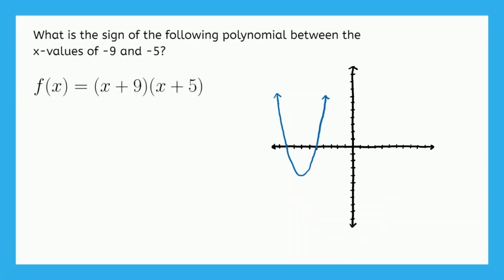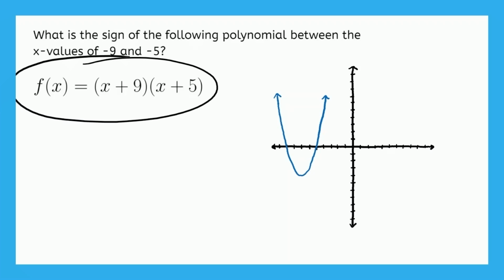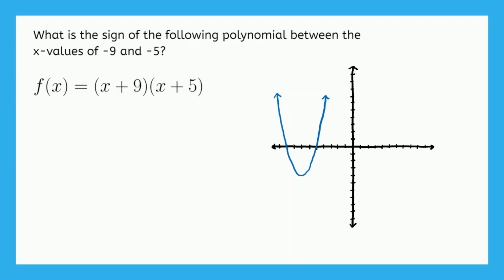So before we learn how to solve this algebraically, let's look at the graphical representation of this function. You'll notice that the function is x plus 9 times x plus 5. We could multiply those out, but we don't need to right now. So let's look at where the zeros are. Well, we have one zero, that is an x-intercept, at x equals -9, and another zero at x equals -5. So let's try to answer this question just looking at the graph.